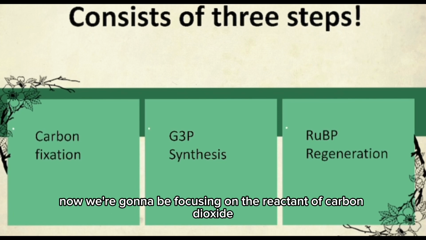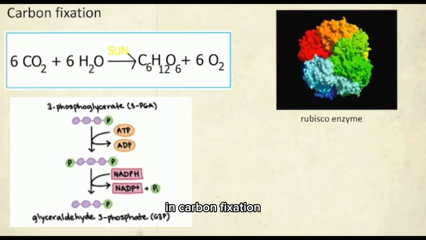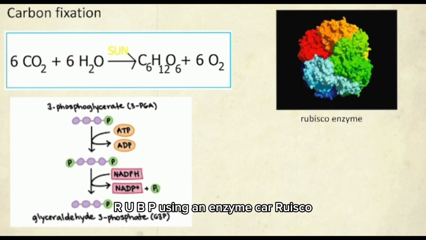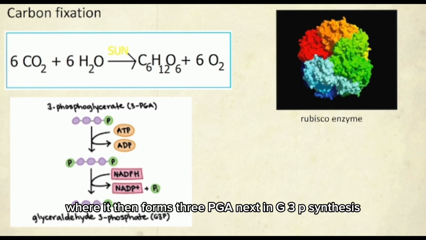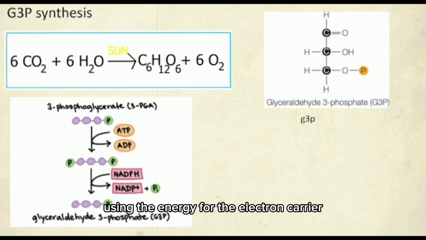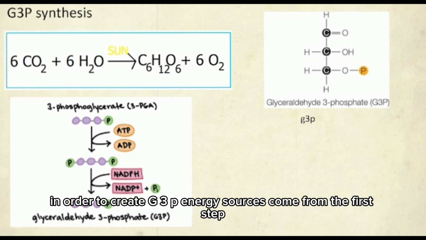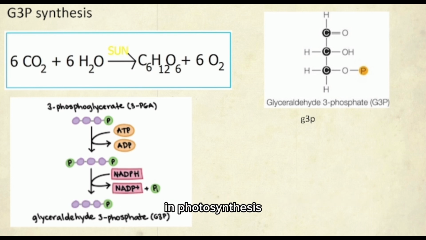Now we're going to be focusing on the reactant of carbon dioxide. In carbon fixation, this carbon is bonded together with a 5-carbon sugar called RuBP using an enzyme called Rubisco, where it then forms 3-PGA. Next, in G3P synthesis, 3-PGA is then synthesized using the energy from the electron carrier NADPH and ATP in order to create G3P. These energy sources come from the first step in photosynthesis.